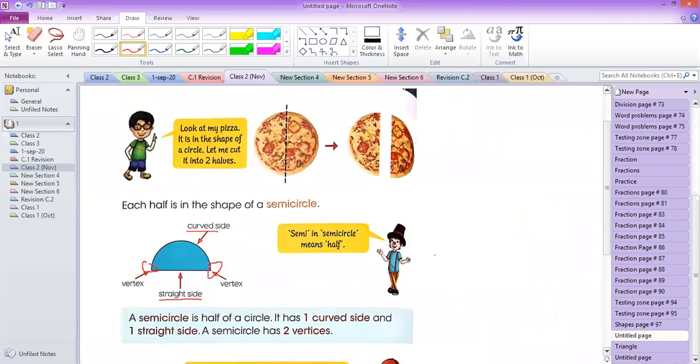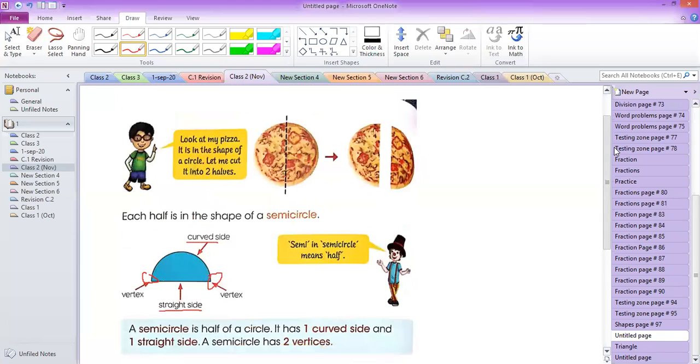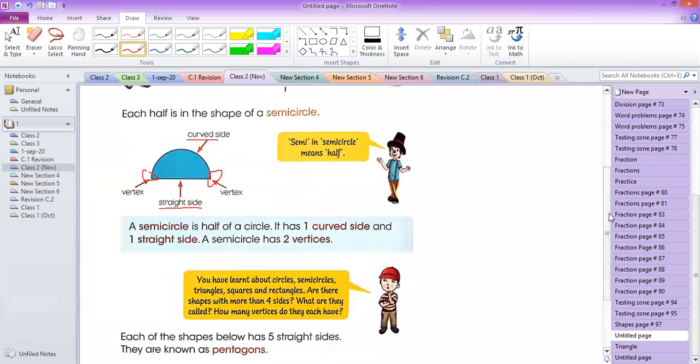We also studied circle and semicircle. A circle has one curved side and no vertices, and semicircle is the shape when we divide a circle into two equal parts. Semi means half. Semicircle is half of the circle, right? And it has two sides. One of them is curved and one of them is straight, right? And it has two vertices.